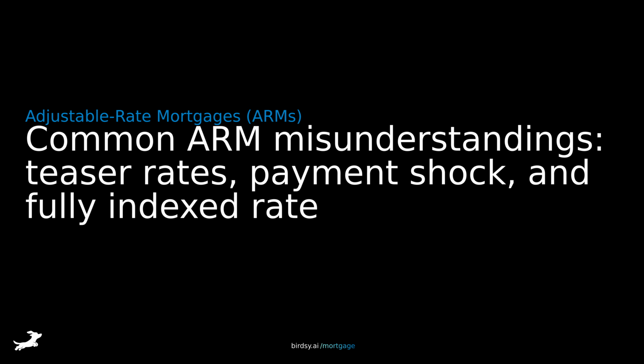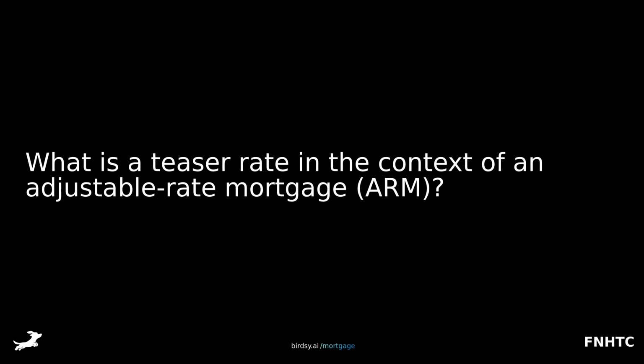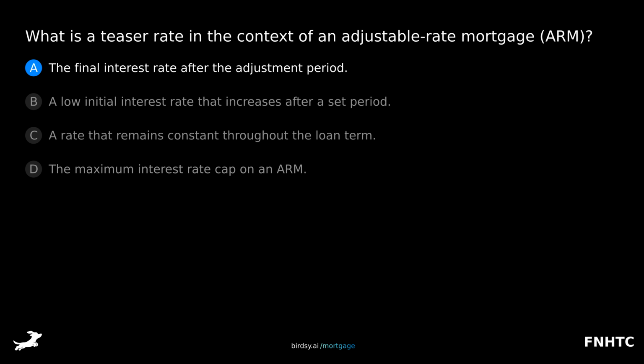Common ARM misunderstandings: teaser rates, payment shock, and fully indexed rate. What is a teaser rate in the context of an adjustable rate mortgage? Is it A, the final interest rate after the adjustment period? B, a low initial interest rate that increases after a set period? C, a rate that remains constant throughout the loan term? Or D, the maximum interest rate cap on an ARM?